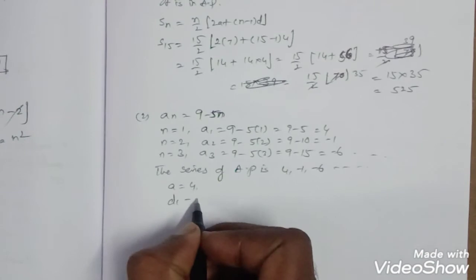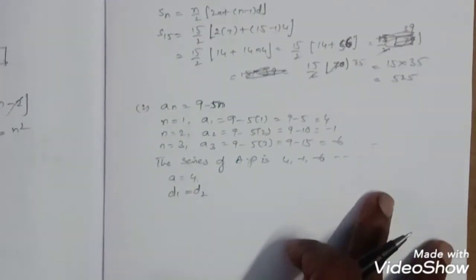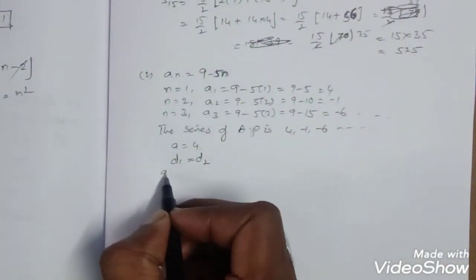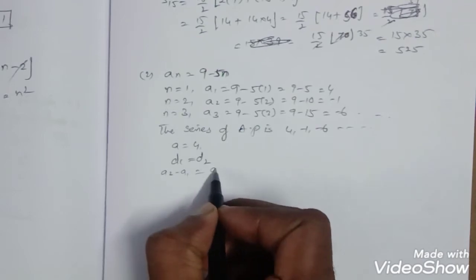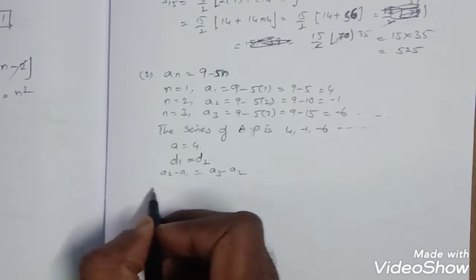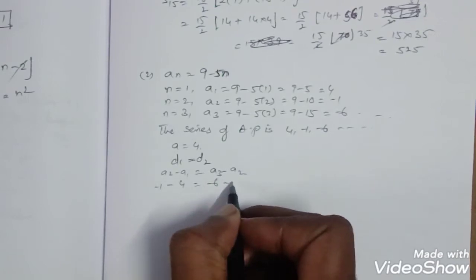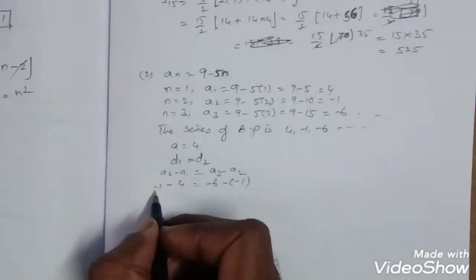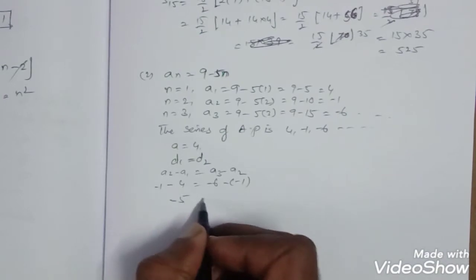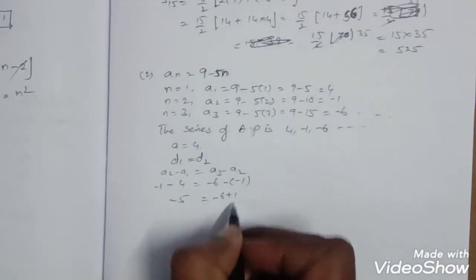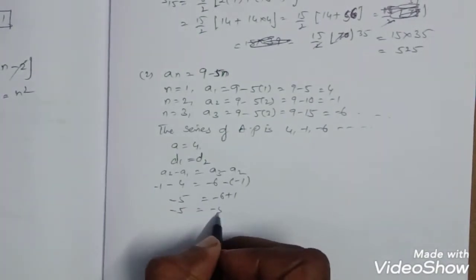For that we have to show d1 is equal to d2. Now d1 is nothing but a2 minus a1, which is equal to a3 minus a2. Now a2 is minus 1 minus 4, and a3 is minus 6 minus of minus 1. Now minus 1 minus 4 is minus 5, which is equal to minus 6 plus 1. So minus 5 is equal to minus 5.